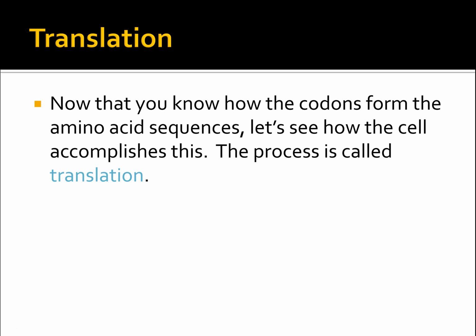Okay, now we're going to move on to our second process, which is translation. So we talked about transcription, which is making mRNA from DNA. Translation, we've already kind of gotten into it, but this is making the amino acid sequence from the mRNA. So now that you know how the codons form the amino acid sequences, let's see how the cell accomplishes this. The process is known as translation.